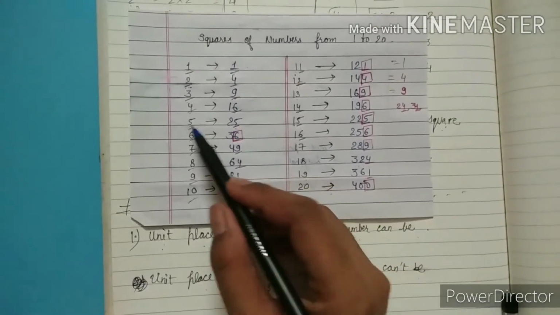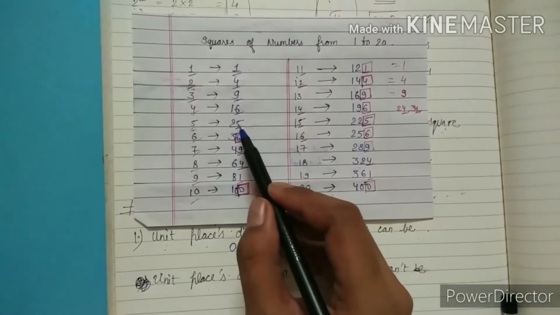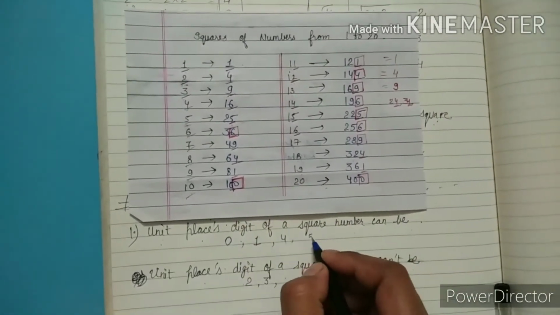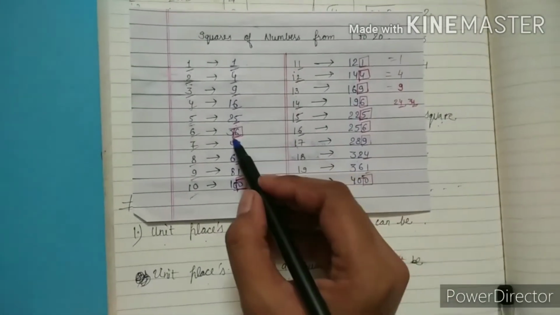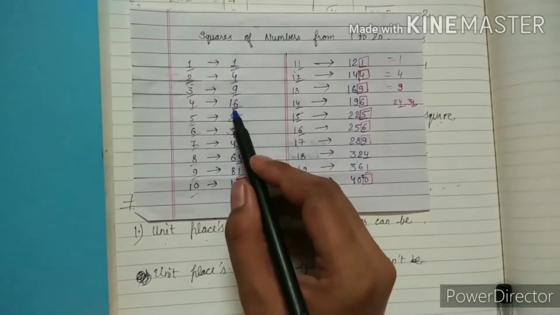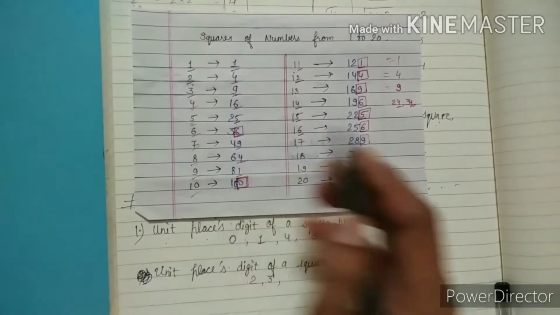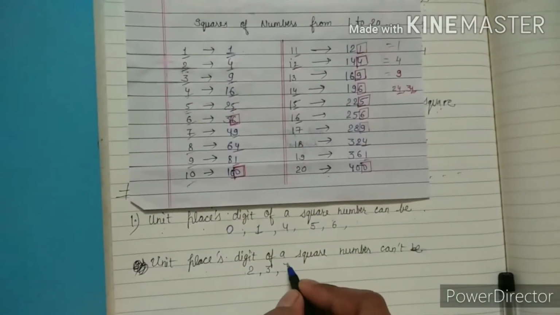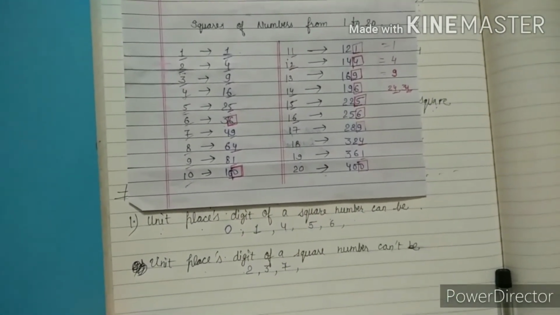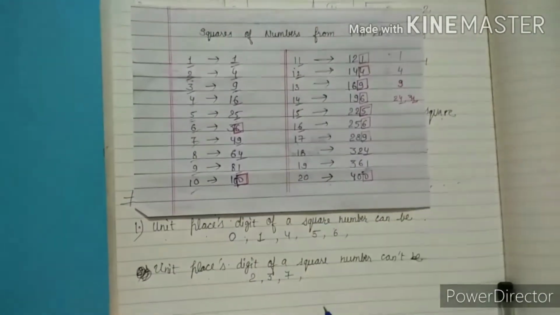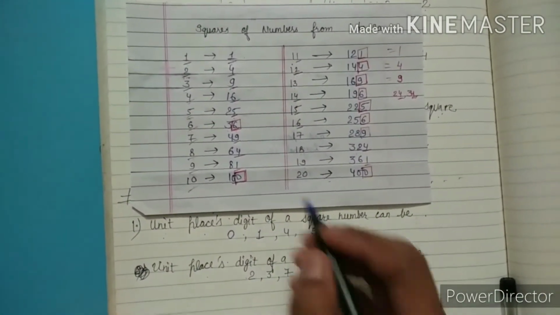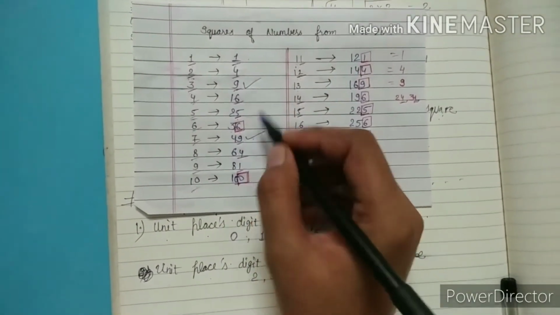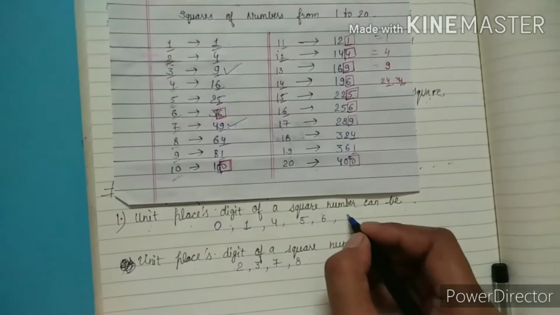Is 5 there anywhere? Yes, 5 has the unit place of 25, or 5 on the unit place. Is 6 there? Yes, 36, 16. In 36 and 16 we have unit place as 6. Is 7 there anywhere? No, we can't. So 7 will go in the next portion. Is 8 there? No. 9? Yes, 9 is there in 3 square and 7 square, having the unit place of 9.